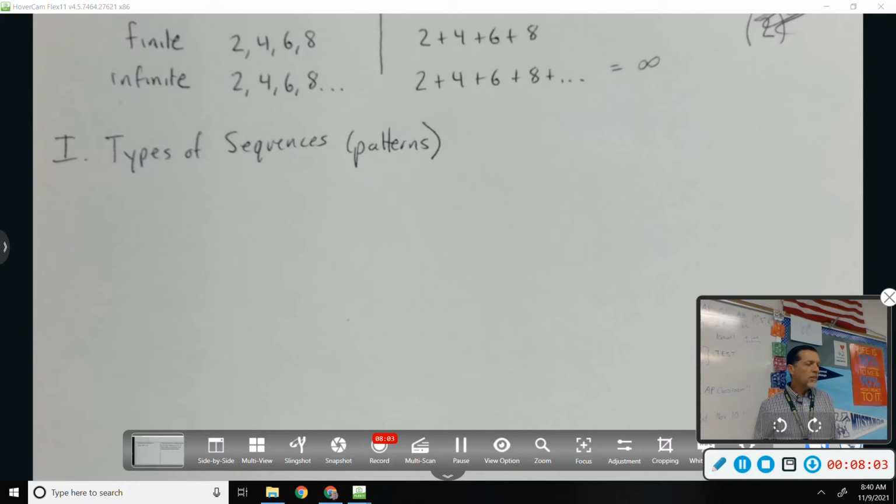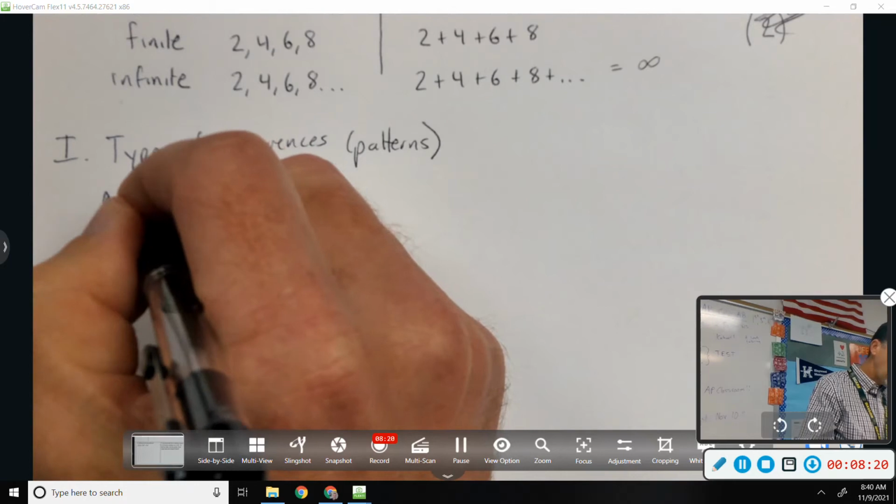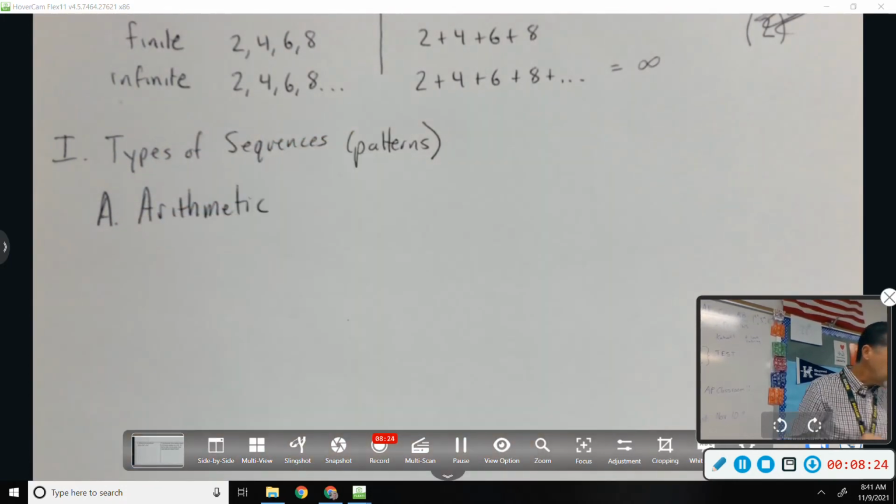So types of sequences. I said a minute ago there were two types of patterns. There's really two types that we'll deal with. There could be maybe not infinite, but a whole lot of different types of patterns, but there's two that we primarily deal with. And the first type is arithmetic.